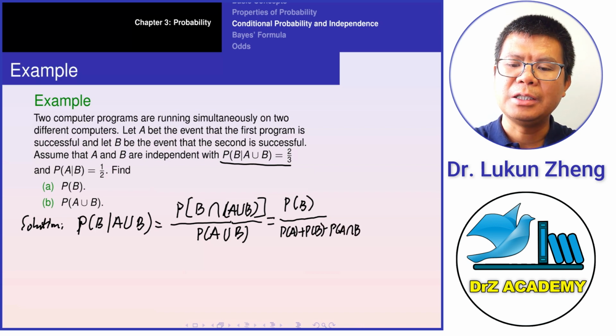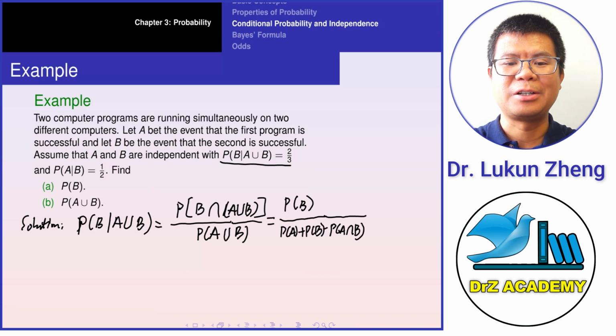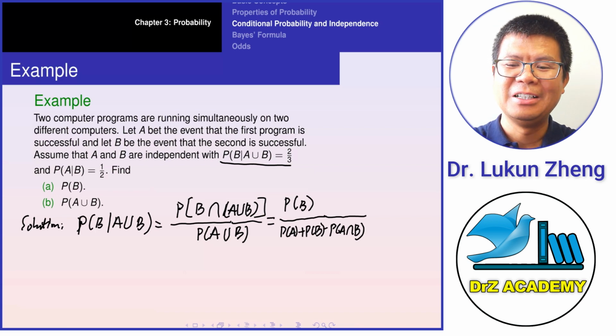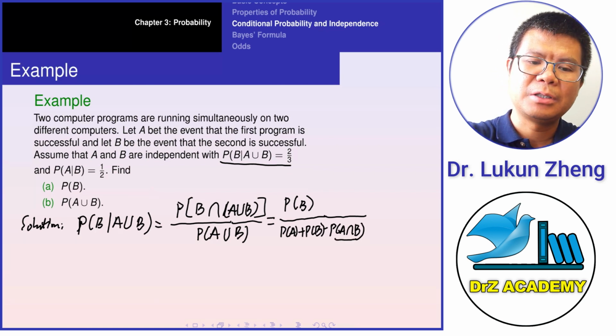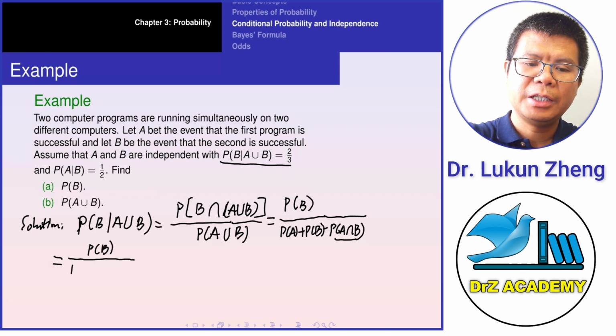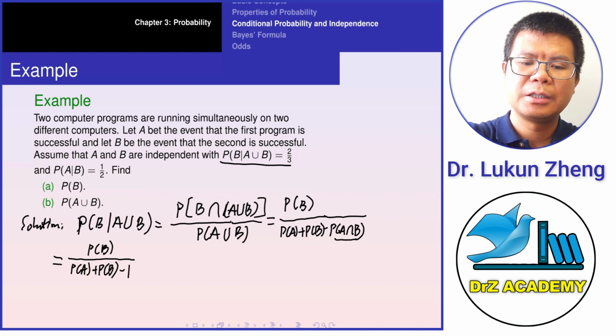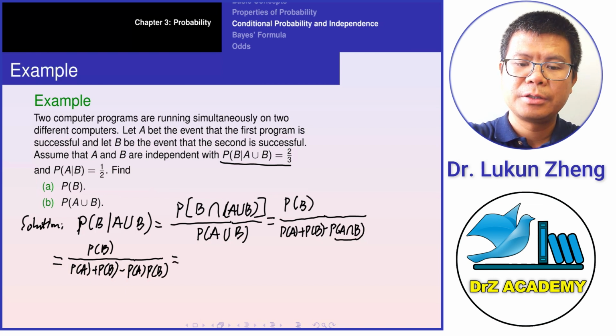Because they're independent, the intersection can be written as their product. So this equals P of B over P of A plus P of B minus their product, which equals 2/3. This is going to be an equation.